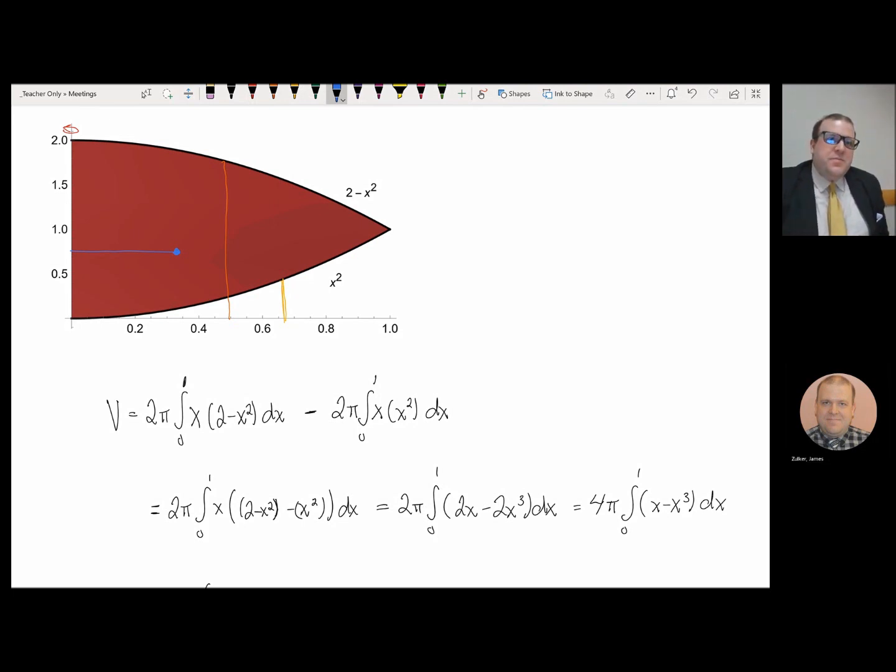X squared. Factored it out, right? Because there's an x common to both. So it can be factored out. And then you're going to be left with this minus the x squared, right? And again, this was only to visualize why I can just go right to this step from now on. X times the difference of the heights.